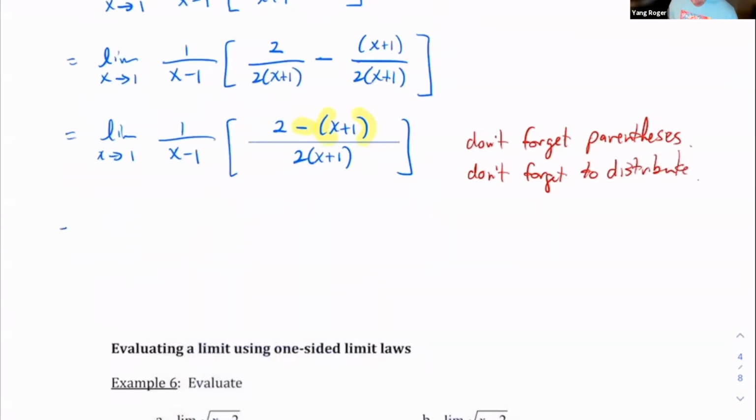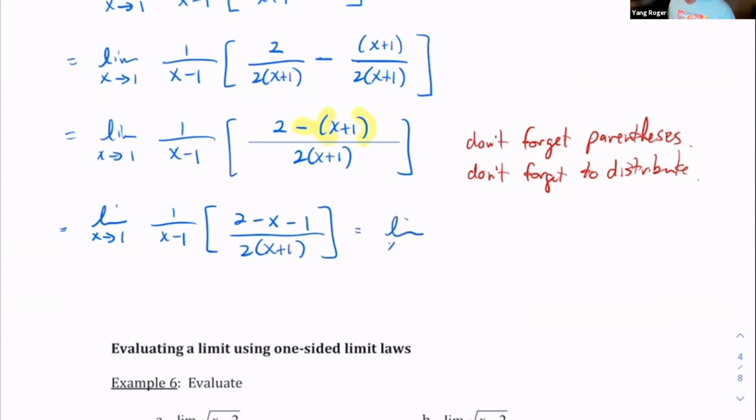So now when I look at this guy, this is the limit as x goes to 1, 1 over x minus 1. When I simplify this, this is going to be 2 minus x minus 1, all divided by 2 times x plus 1. And how does this simplify? This simplifies as the limit as x goes to 1, 1 over x minus 1. You're going to have 2 minus 1 is 1, so this is 1 minus x over 2 times x plus 1.